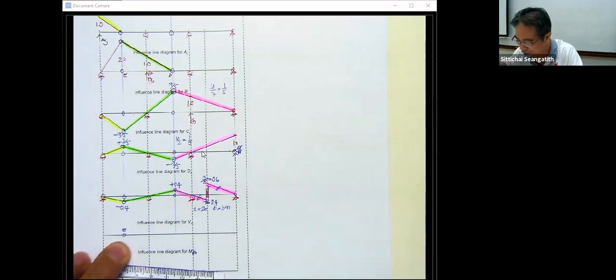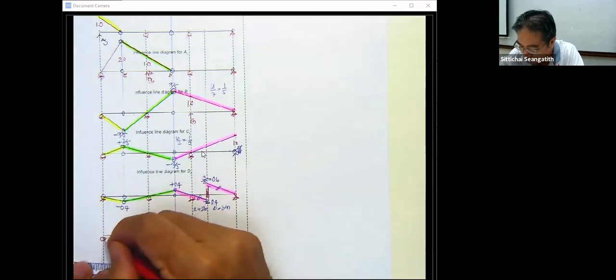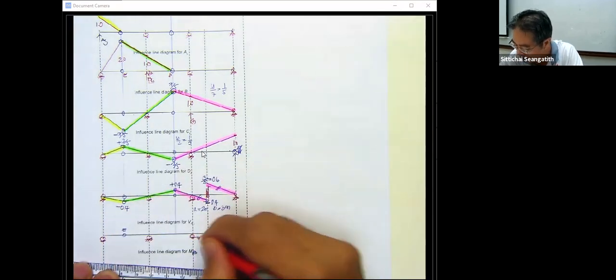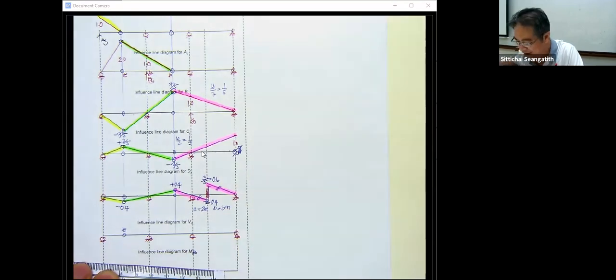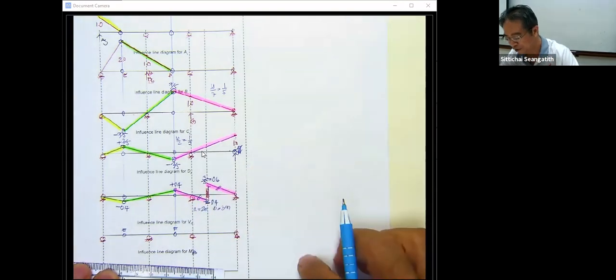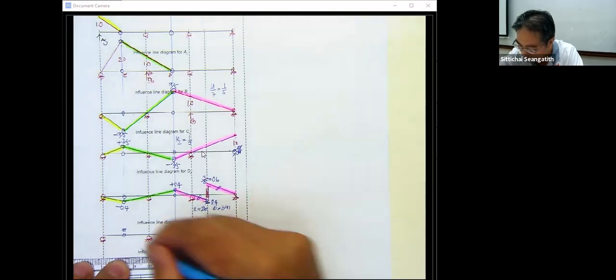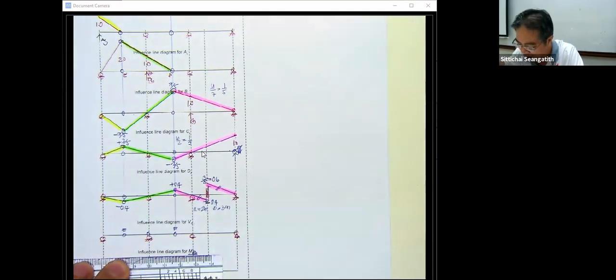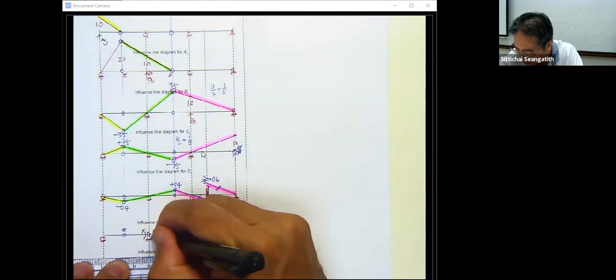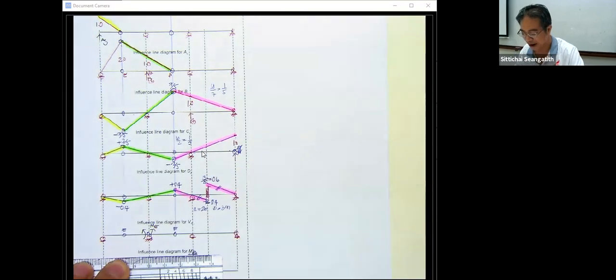Okay, but the influence line for M sub B is different. So this is B, this is A, this is C, and this is D. Just put this one. The hinge, the influence line for the hinge is always 0. So what we have is the influence line for M sub B. Just put the hinge here and put the moment on the left and on the right, moment M sub B.